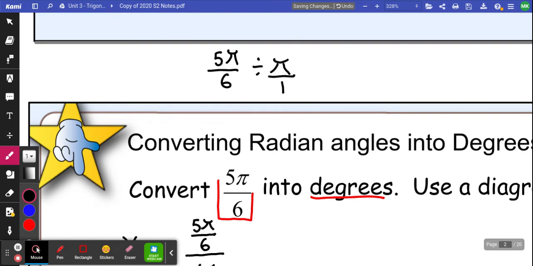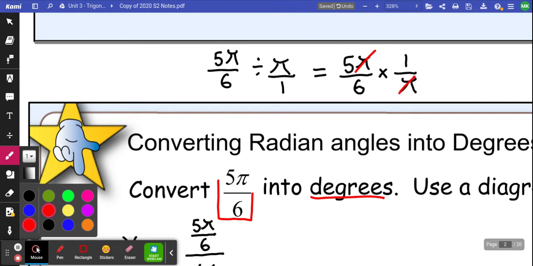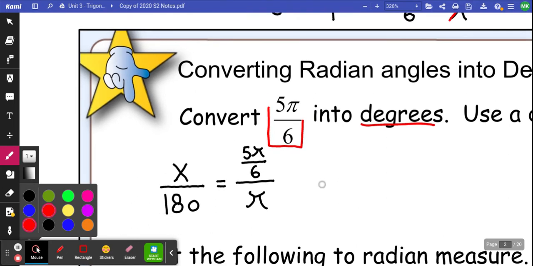Agreed? When you're dividing fractions, we do something called kiss and flip. And it turns into 5 pi over 6 times 1 over pi. And these pi's actually end up canceling out. So anytime you get that pi on the top of the fraction and you're dividing by pi, the pi's will just cancel out. So it's the same thing as saying 5 over 6. That's why it looks bad, but it's really not that bad. So I have x over 180 equals 5 over 6. Looks uglier than it is.